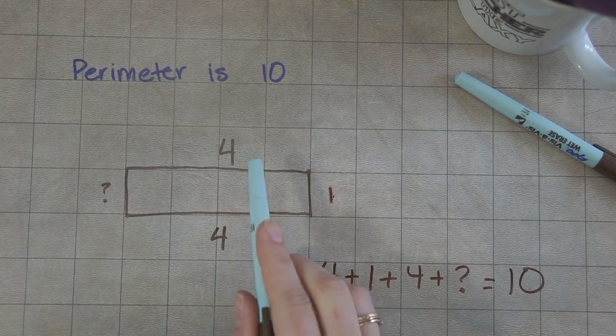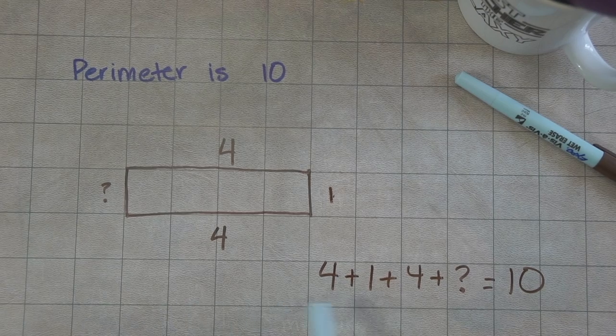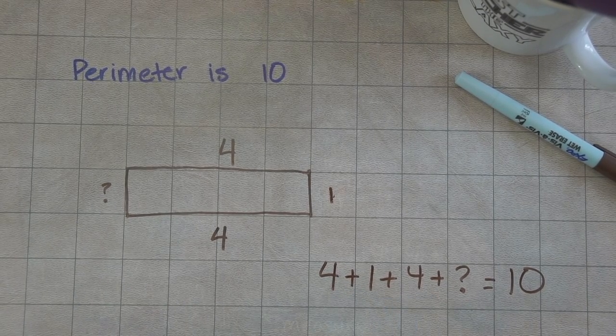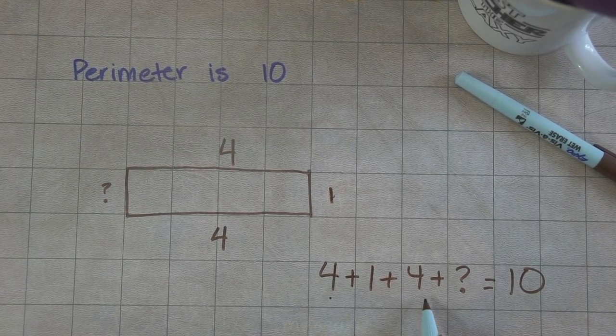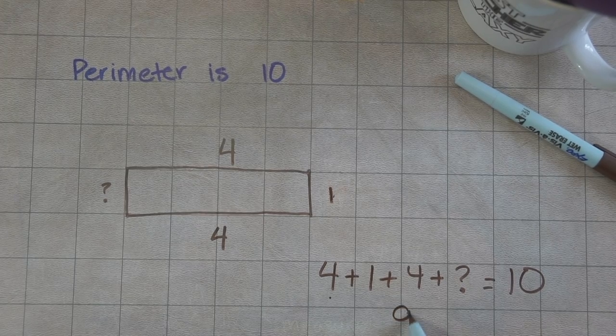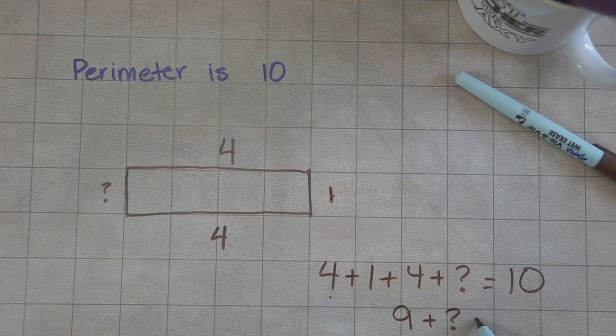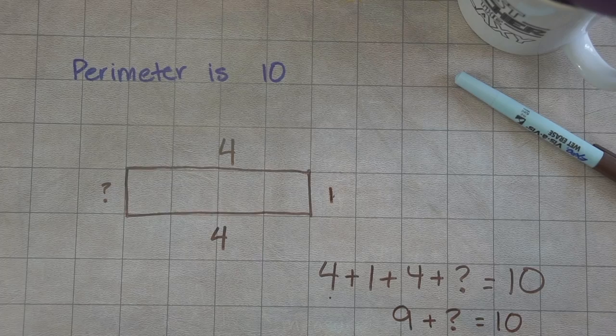This one you could solve by really studying the picture, or by adding these up and figuring out how much more you would need to get to 10. 4 plus 4 is 8, plus 1 more is 9, plus something equals 10. How long is our mystery side? It's 1.